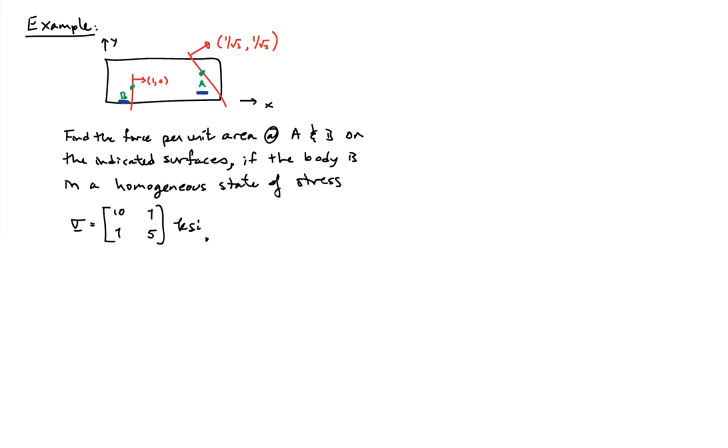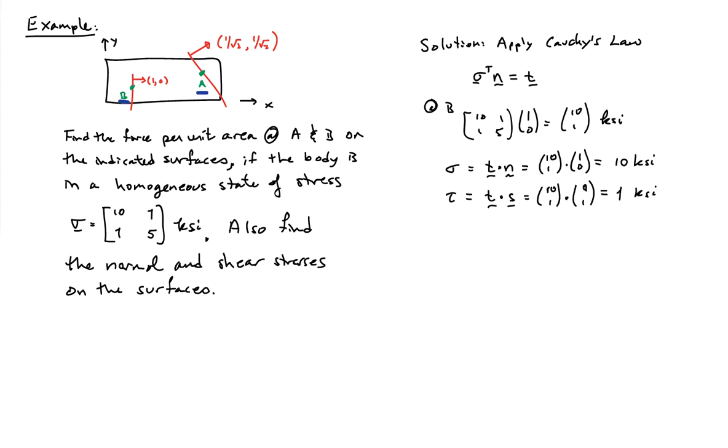So this is an ideal problem for the use of Cauchy's law. And so, for instance, let's also find the normal and shear stresses on the surface. Cauchy's law tells us that sigma transpose n is equal to the traction vector, so that's the force per unit area on the section cut with normal n, and that's exactly what our question involves. So at B, for instance, we can multiply the stress transpose, and since it's symmetric, it's actually the same thing, times the normal vector gives us the traction vector, which in this case is 10 ksi in the x direction and 1 ksi in the y direction.